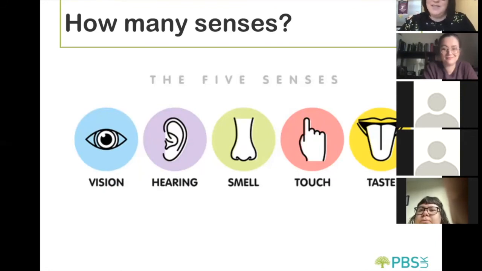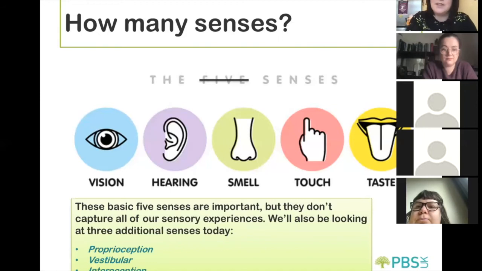Is it just the 5 senses that we learn at preschool? Vision, hearing, smell, touch, and taste. And the answer to that is no. There's more than 5 senses. Again, just to overcomplicate things even more, we're not just talking about 5 senses. These 5 are really important, obviously really relevant, and people can be over or undersensitive in any of them. But there are some other things to think about on top of that. Those basic 5 senses don't capture all of our sensory experiences.